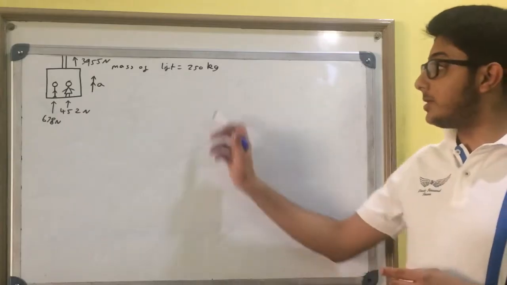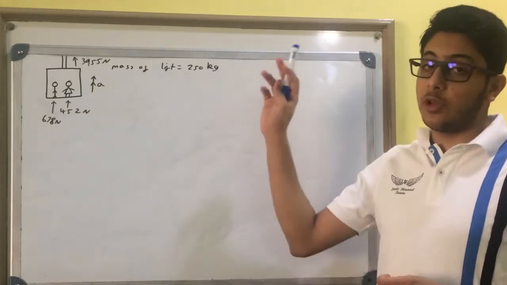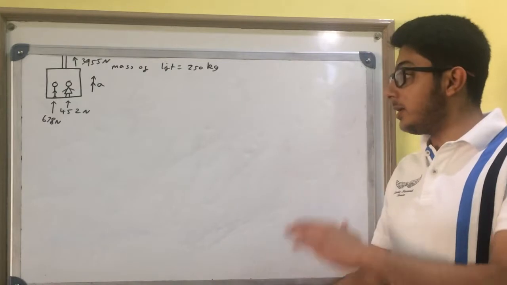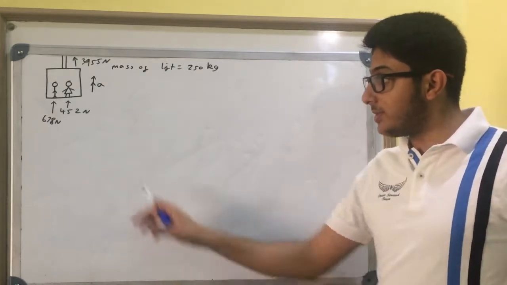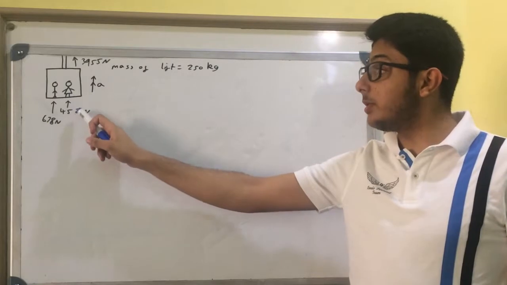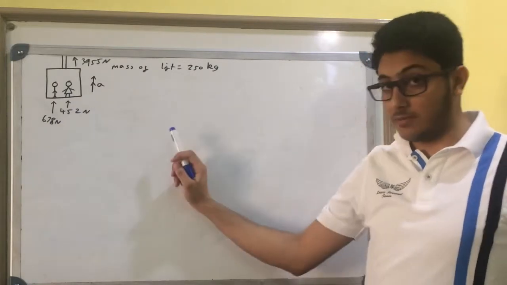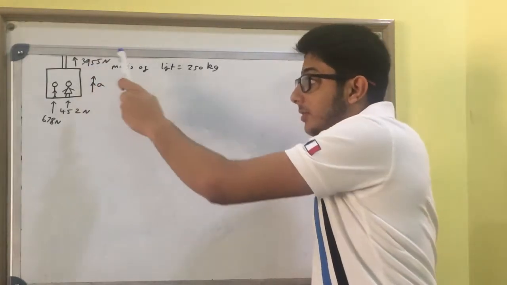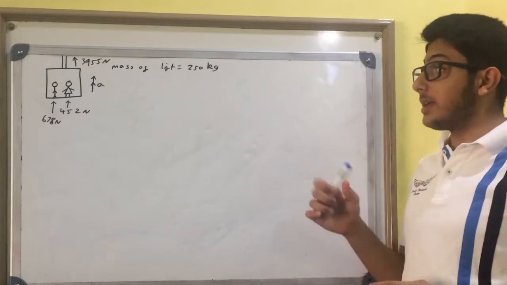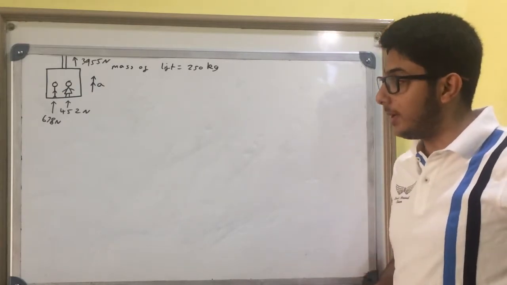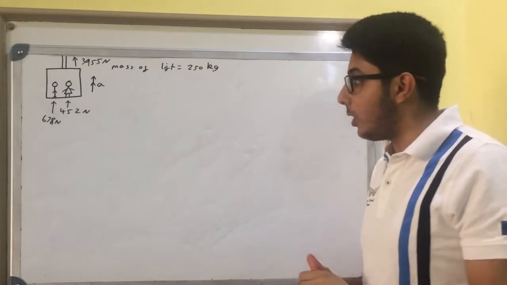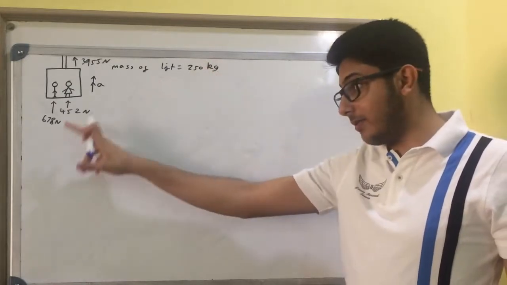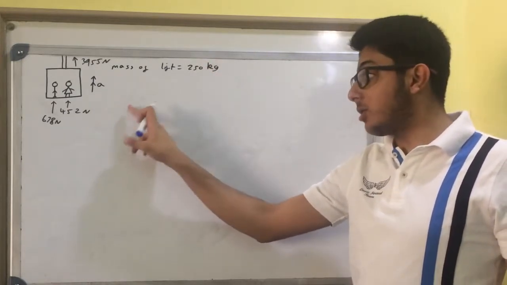A lift of mass 250 kilograms is moving upwards with constant acceleration. We have Albert and Bella in the lift, and the floor of the lift exerts a force of 678 newtons and 452 newtons on Albert and Bella respectively. The tension in the cable is 3,955 newtons. What is the acceleration of the lift? Now, we can't do this without knowing the weights of Albert and Bella. And no, it is not 678 and no, it is not 452 because it's not in equilibrium.